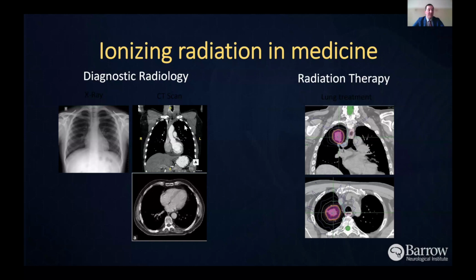For instance, chest X-rays and CT scans are a few commonly used imaging studies in diagnostic radiology. These allow the radiologist to visualize the lungs, the heart, the ribs, etc. And then on the other hand, I know we're talking about pituitary tumors today, but this is another form when we're treating a lung tumor.